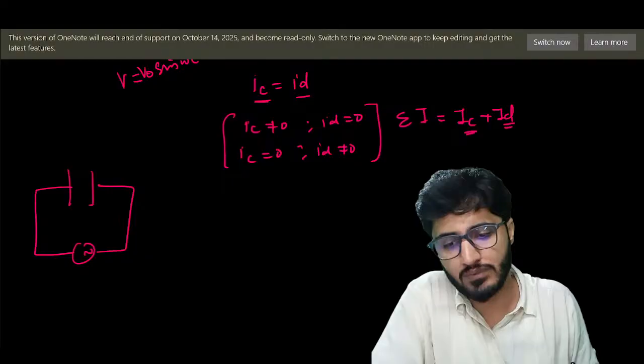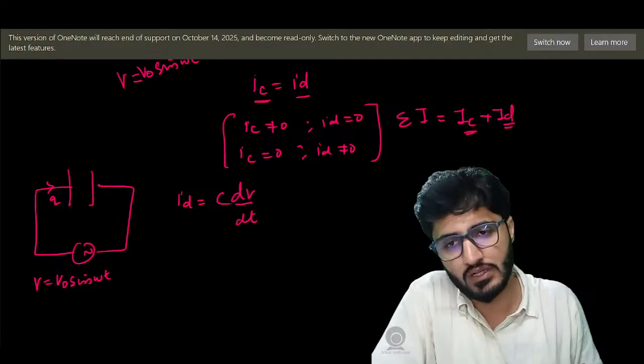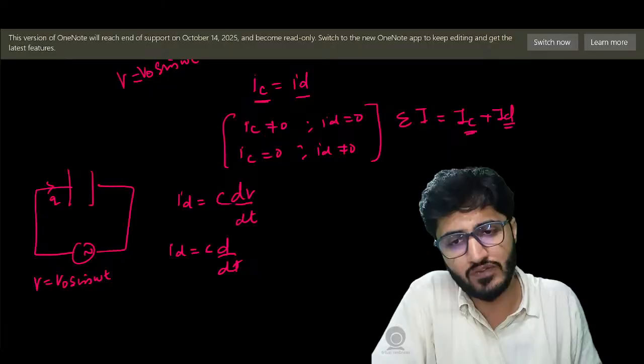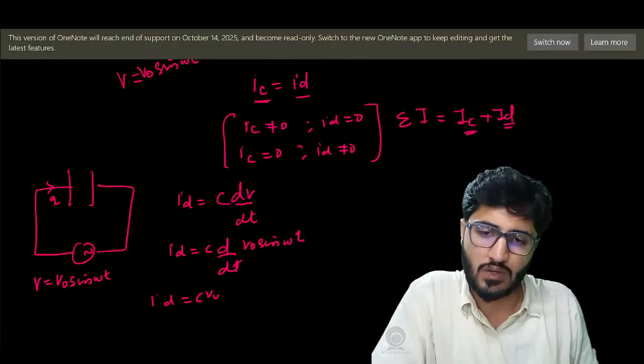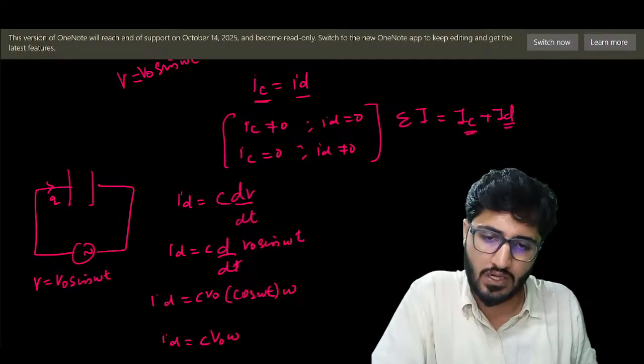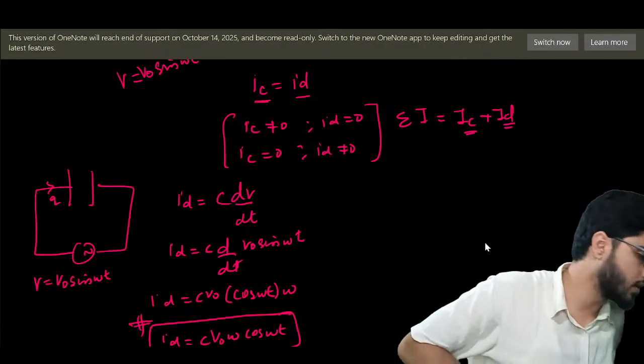If V equals V naught sine omega t and the charge is Q, we know that ID equals C dV by dt. What is V? V is V naught sine omega t. Look, ID: C V naught is outside, and the derivative will be cos omega t into omega. So ID equals C V naught omega cos omega t.